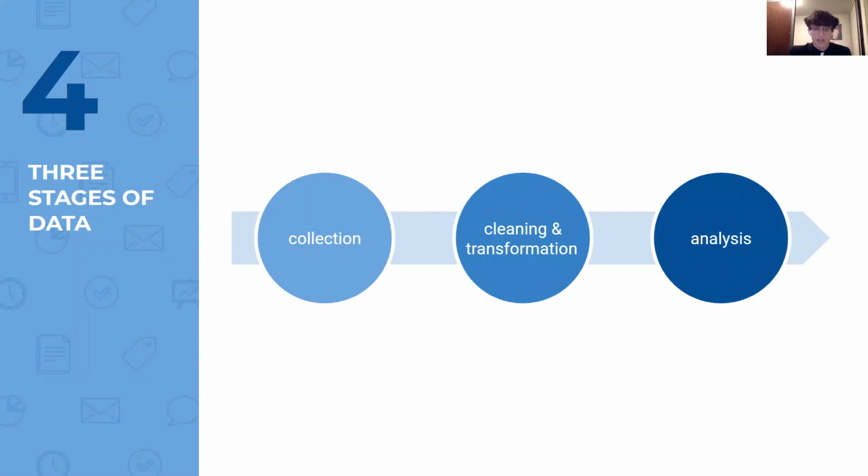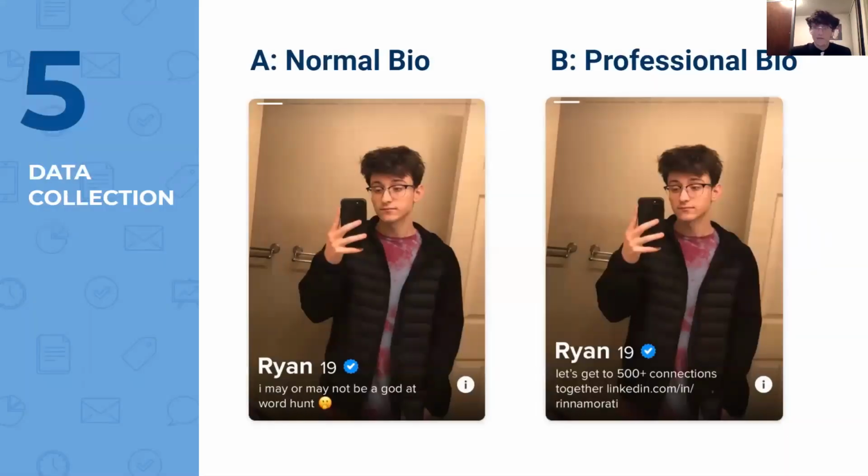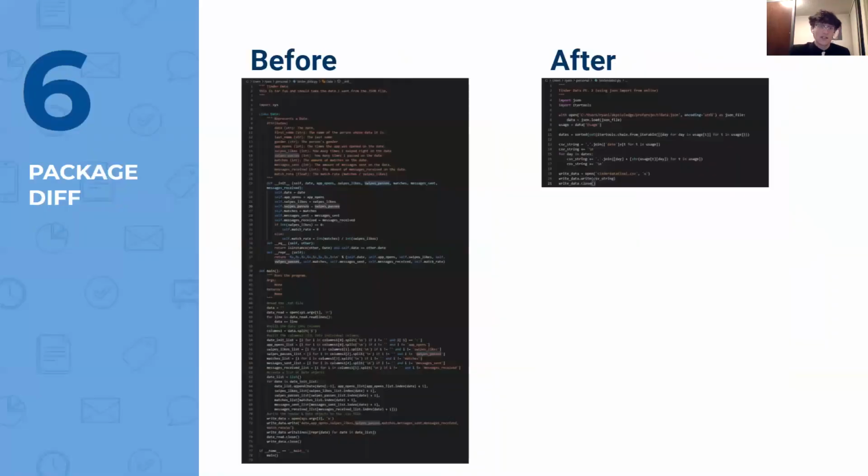to my experimental question. So for data collection, you can see here some examples of what I ran with for my normal bio and my professional bio. I ran each of these bios for 1 week and then controlled every other variable so that the only thing that was changing was the bio. After the 2 weeks were up, I requested my data, which Tinder gave back to me in a format that I wasn't able to analyze, which brings me to the next stage.